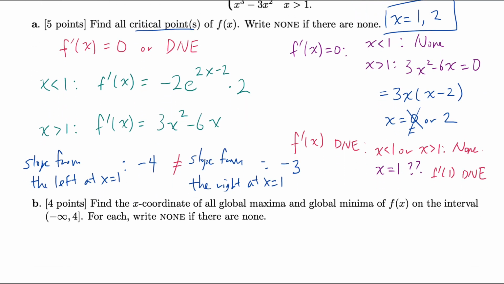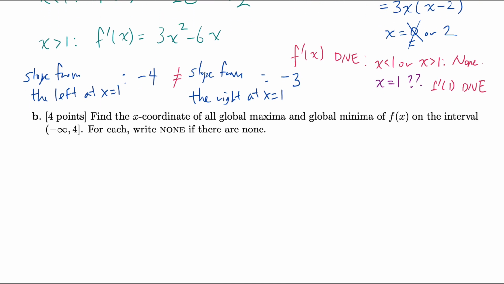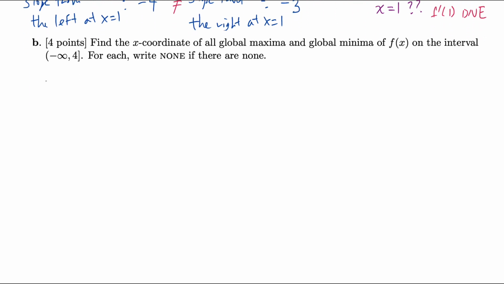Let's look at part B. Find the x-coordinate of all global maxima and global minima of f of x on the interval negative infinity to 4. For each, write none if there are no global maxima or global minima. Okay, so let me just quickly recall that the critical points were x equals 1 and 2. And let's see what we have to compare.